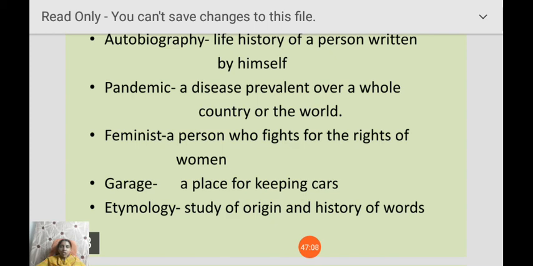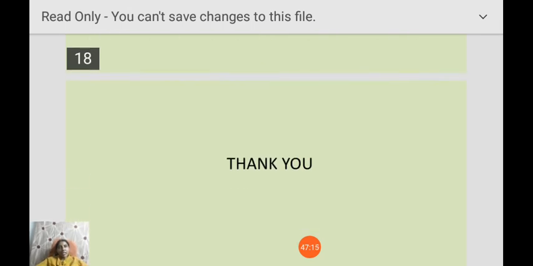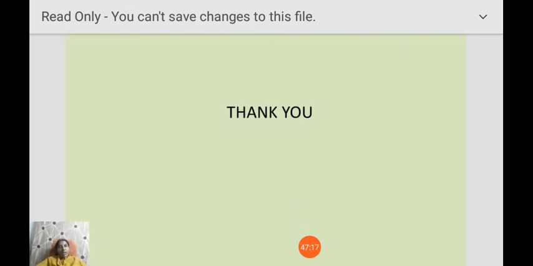So with this short list of words and exercises, we complete here our one word substitutes. Thank you.